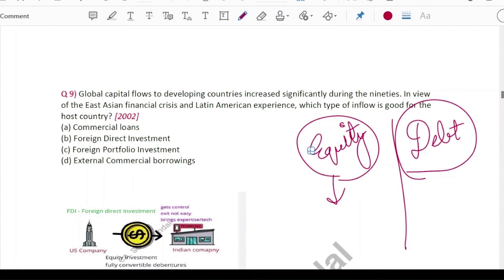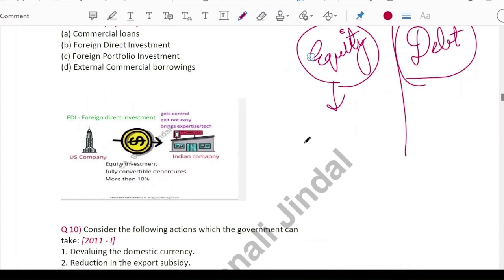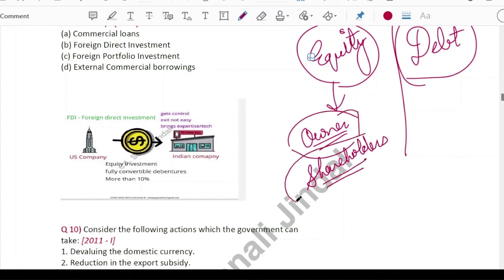What is equity? Owners invest, like shareholders. They control the company's voting share and have a say in the decision making. But debt holders are not owners. Rather, they are just providers, loan providers, like a bank.